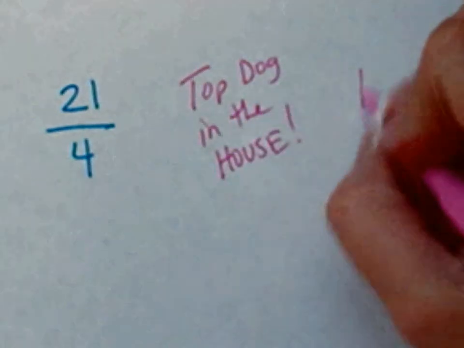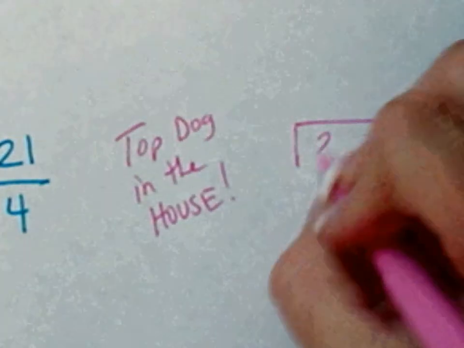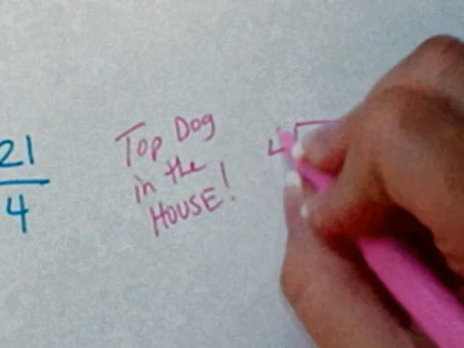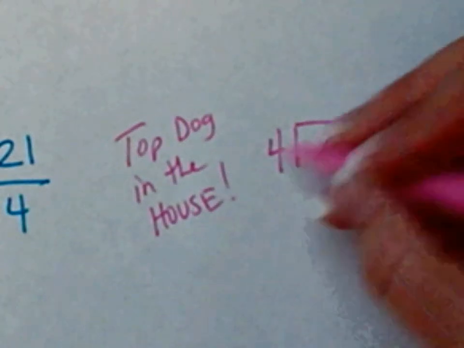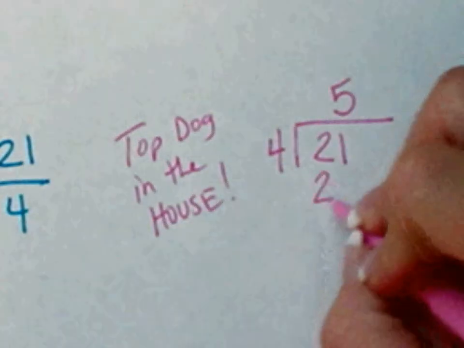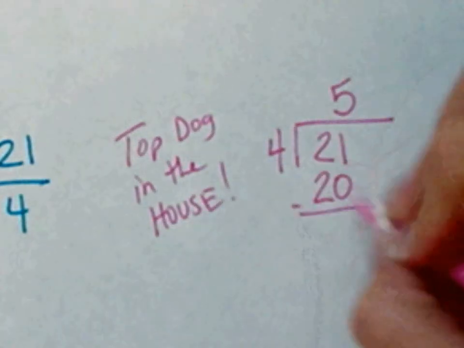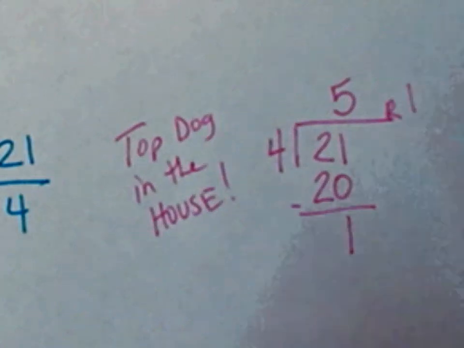Reminds us the house is a division sentence. Top dog is the bigger number. Smaller numbers on the outside. 4 cannot go into 2, but 4 can go into 25 times. 5 times 4 is 20. 1 minus 0 is 1. I have a remainder of 1.